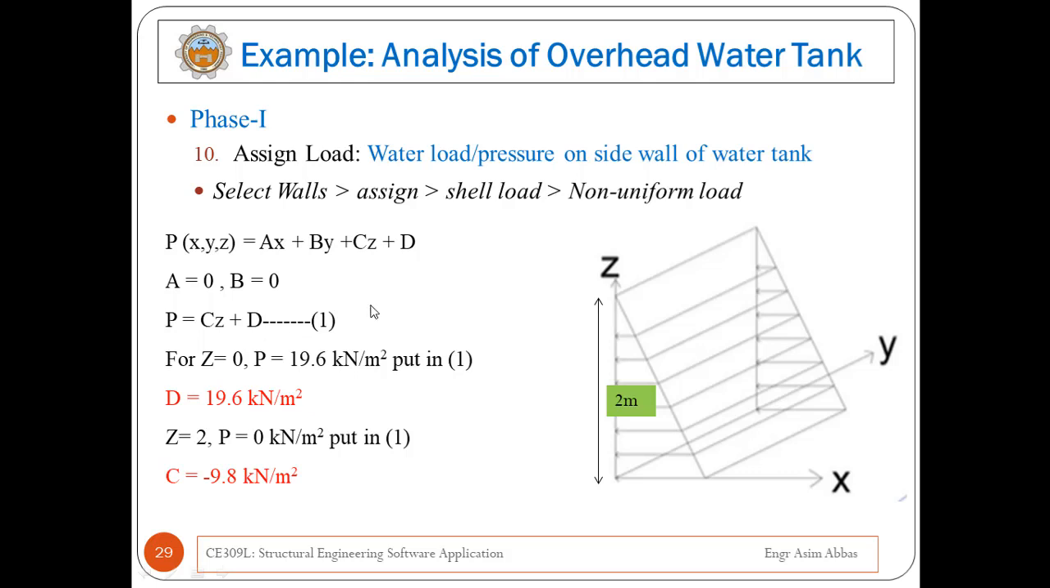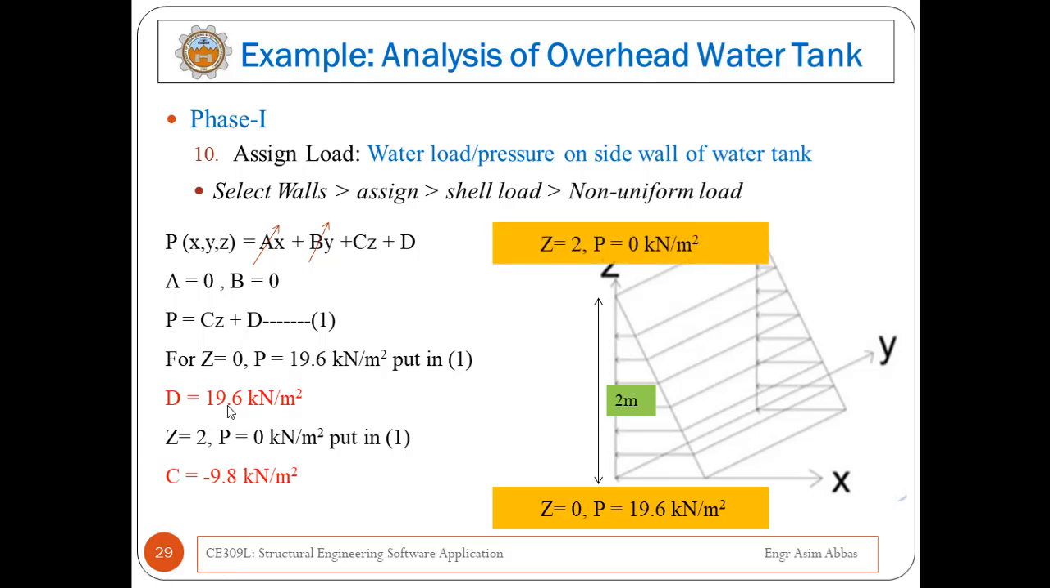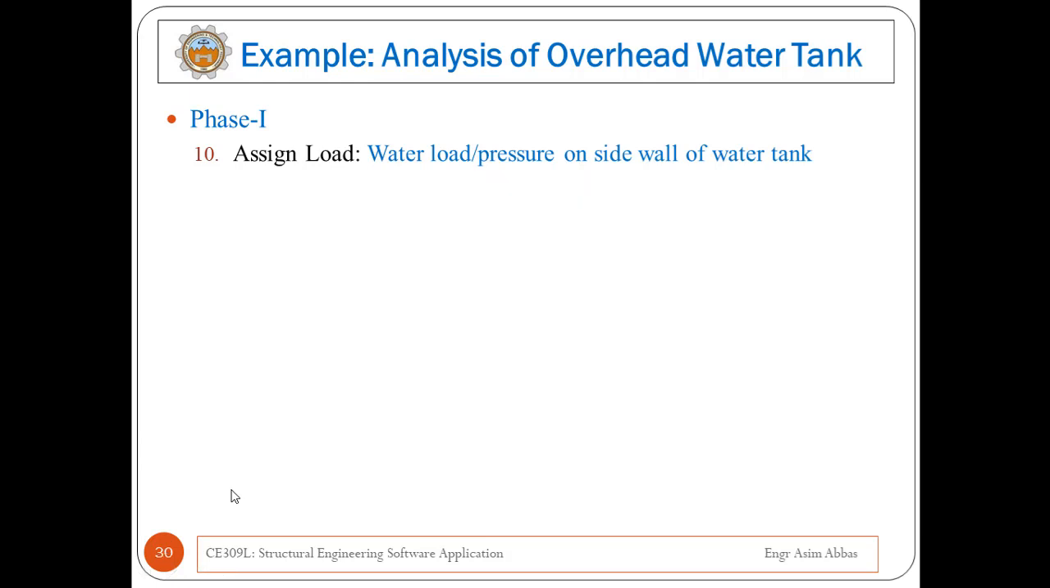Now I will use the boundary conditions to determine the C and D values. The first boundary condition is when Z is equal to 0, P will be equal to 19.6. This P value I have determined in the previous slide, right? When I put Z equal to 0 and P equal to 19.6 in equation 1, it will give you D equal to 19.6. Similarly, the second boundary condition is when Z equals 2, P at this location will be equal to 0. So it will give you C equal to minus 9.8 kilonewton per meter square.